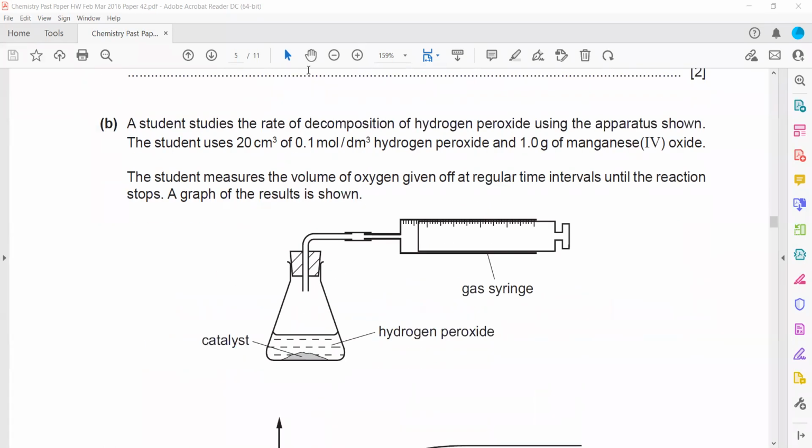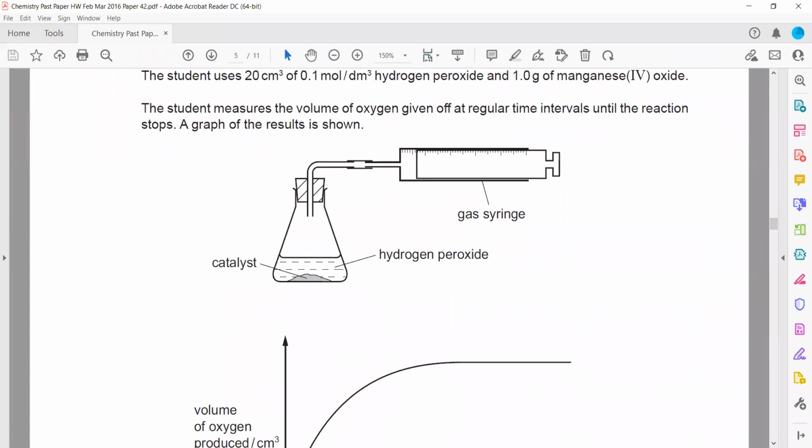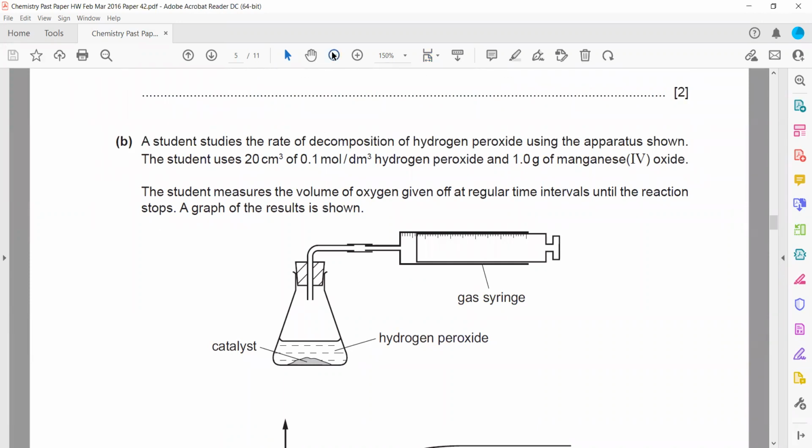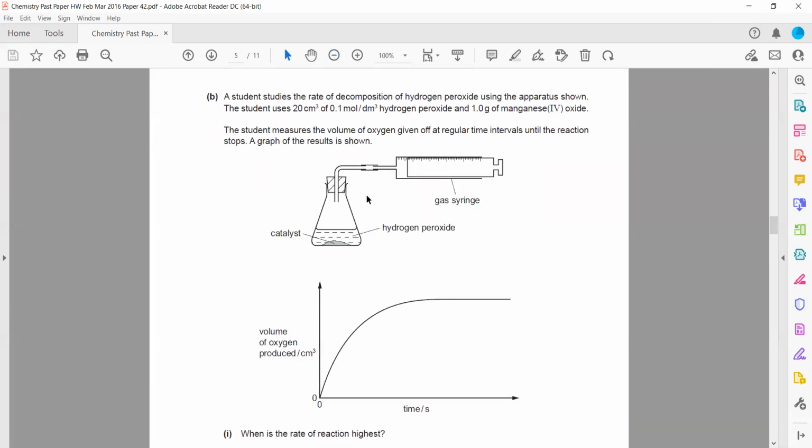A student studies the rate of decomposition of hydrogen peroxide using the apparatus shown. The student uses 20 cm cube of hydrogen peroxide of concentration 0.1, and he uses 1 gram of manganese 4 oxide. The student measures the volume of gas given off at regular intervals. That's because oxygen gas is given off and the student recorded the volume of gas.